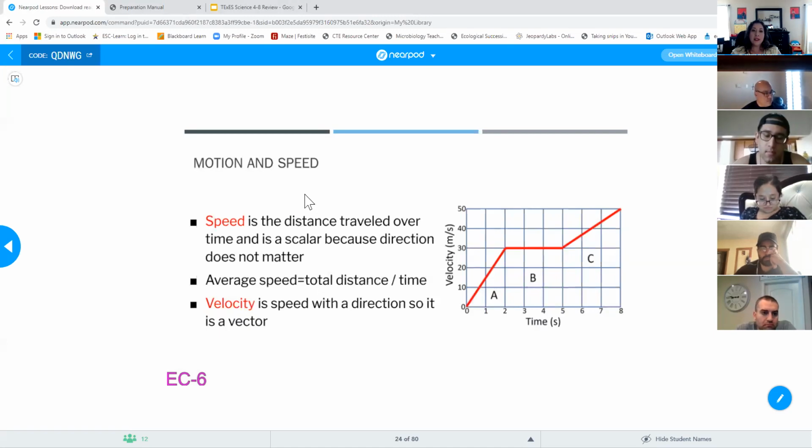So then in terms of motion and speed, speed is just the distance traveled over time, and it is a scalar because the direction doesn't matter. And so to calculate speed, this is our formula. We take the total distance divided by the time, and that's going to give us our average speed. And then velocity is speed with direction. When I talk about speed and velocity, like in the real world, we use both terms interchangeably, but in the science world, the difference is just that velocity has a direction. So it's my speed with direction.